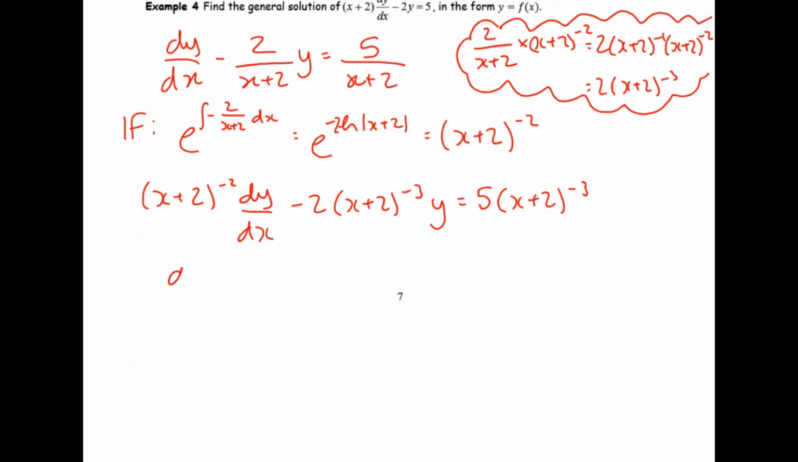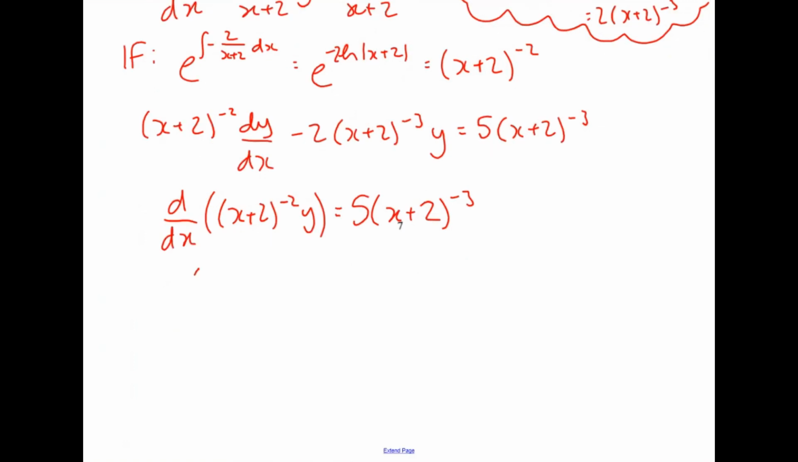The left-hand side I can now write as the differential of a product, so it's d by dx of x plus 2 to the minus 2 times y. The right-hand side stays as this. And now I can integrate to solve this. So x plus 2 to the minus 2 y equals integrating this. So I add 1 to the power and divide by the new power on the bracket. There's no number in front of the x, so nothing else to divide by, and I've got plus c.